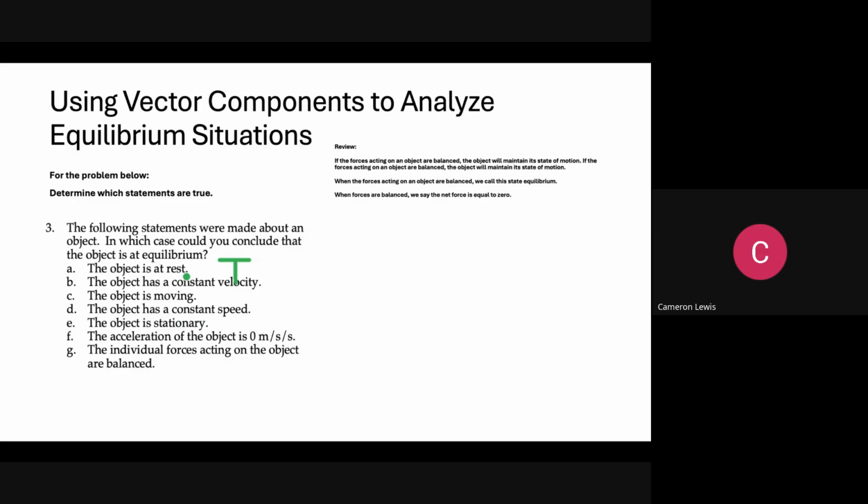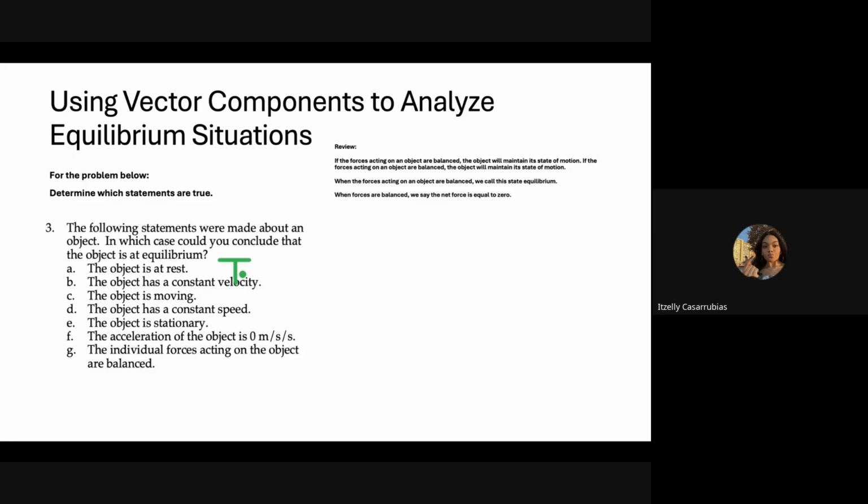An object that has constant, go ahead. Sorry, I have a question. For the last one, if the object at rest was false on the last slide that we did, why would it be true now? Could you conclude that the object is at equilibrium? Remember I said the tongue twister, right? Which of the following statements is always true of an object at equilibrium?